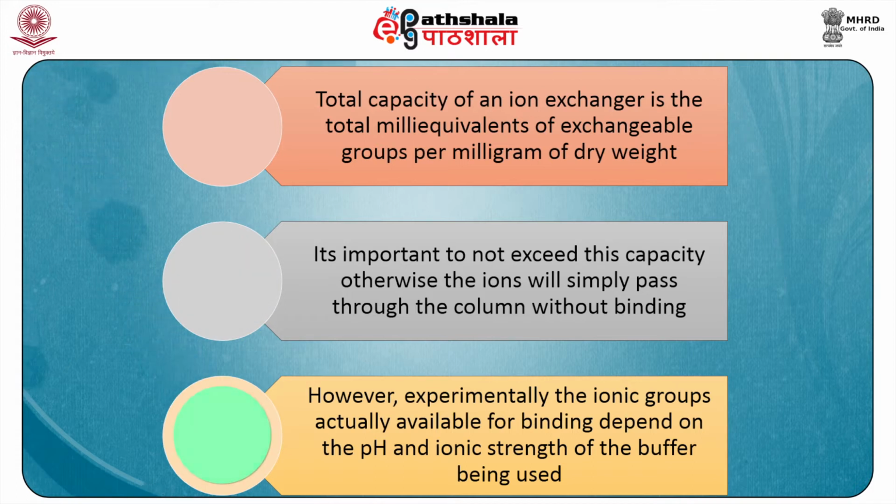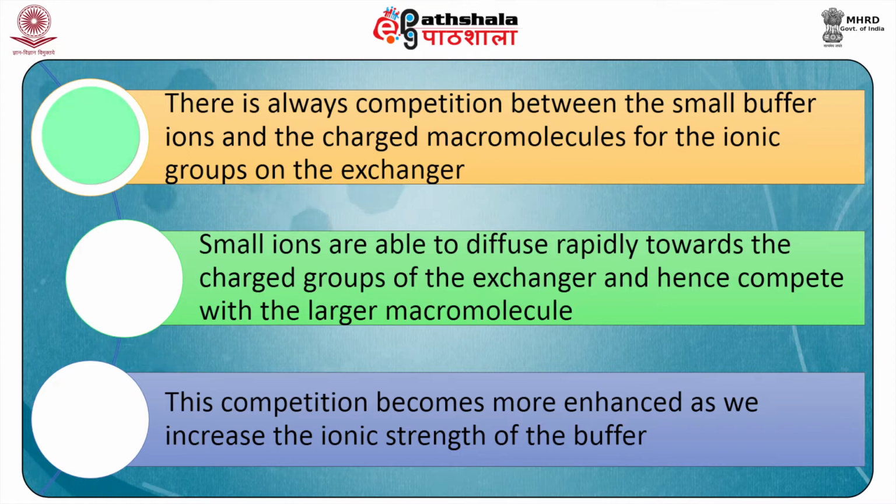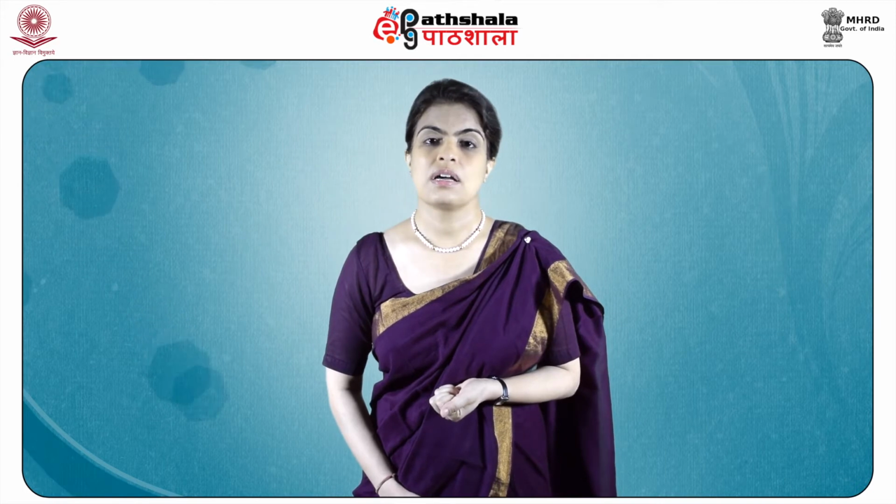However, experimentally, the ionic groups actually available for binding depend on the pH and ionic strength of the buffer being used. There is always competition between the small buffer ions and the charged macromolecules for the ionic groups on the exchanger. Small ions are able to diffuse rapidly through the charged groups of the exchanger and hence compete with the large macromolecule. This competition becomes more enhanced as we increase the ionic strength of the buffer. The capacity of the resin that is actually available under the conditions of the experiment is called the available capacity. Now we'll talk about the porosity of the matrix.